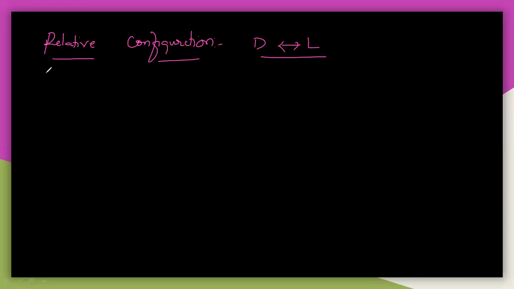The rule is that we first have to give the numbering. This relative configuration is generally possible only in the Fisher projection. So in the Fisher projection, I will write here the rules for this relative configuration. We have to give the numbering for each carbon in the Fisher projection. Numbering should be given to the carbon.